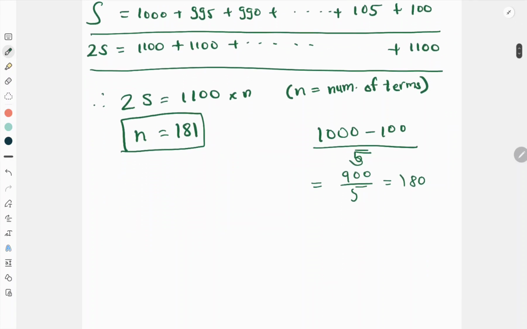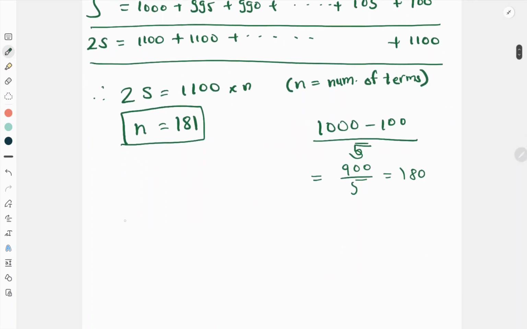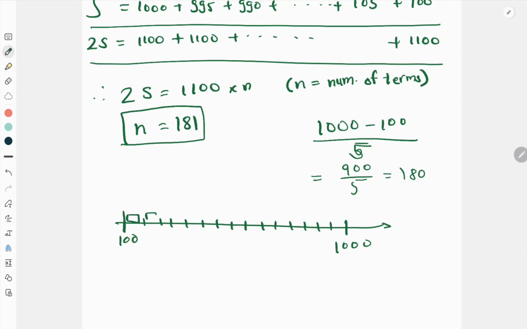Think of it as 180 bricks I can lay. So this is a number line. Let's say this is 1000, and this is 100, and I'm going to mark these gaps of 5 each. So think of these as gaps or bricks. Each is a brick of size 5. So I can lay 180 bricks like this.